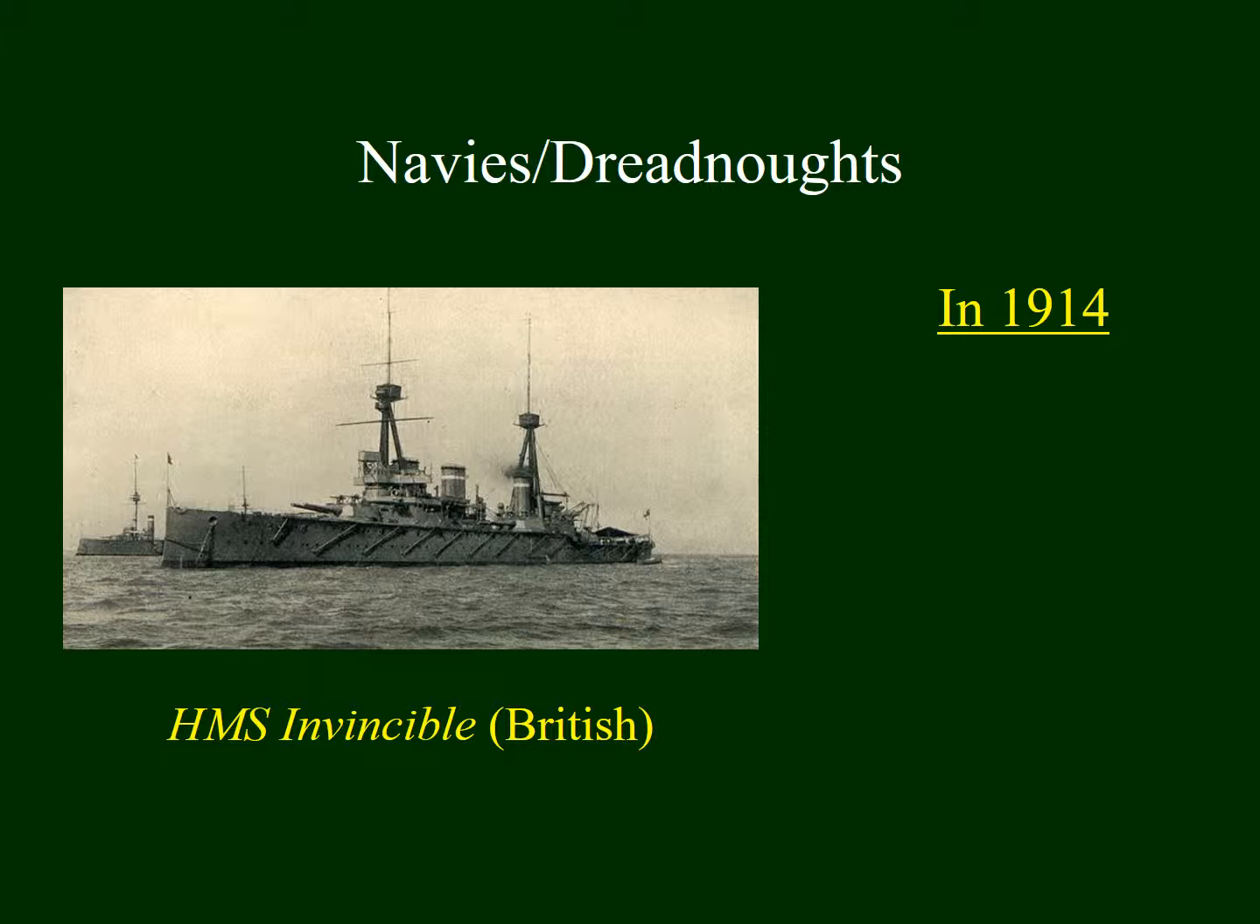Here we see an example of one of these dreadnoughts, the HMS Invincible, owned by the British. In its speed and firepower, it made all other naval vessels obsolete. By 1914, the British had 29 ships, and the Germans had 18. Each country also had several under construction at the same time.